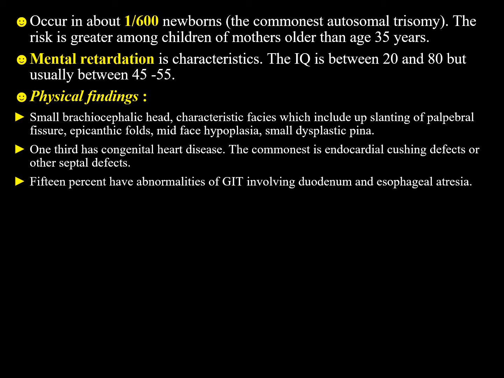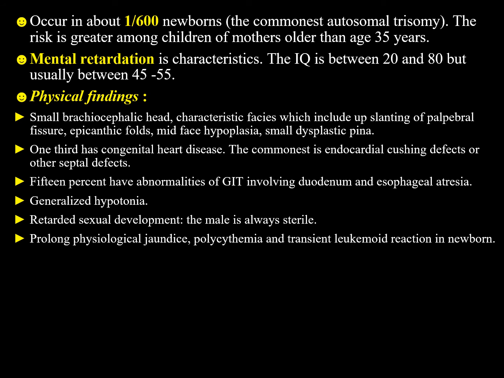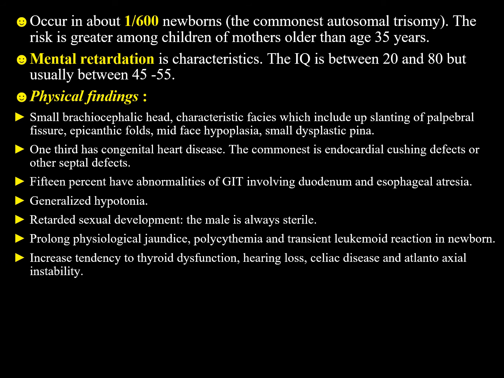15% have abnormalities of the GIT involving the duodenum and esophageal atresia, generalized hypotonia, retarded sexual development. The male is always sterile. Prolonged physiological jaundice in the neonatal period, polycythemia, transient leukemoid reaction in newborns, increased tendency to thyroid dysfunction, hearing loss, celiac disease, and atlantoaxial instability.